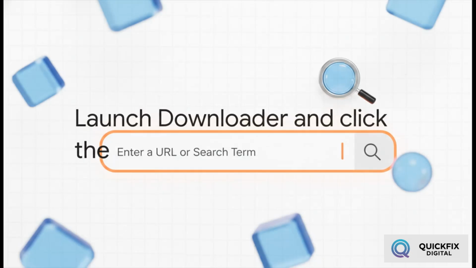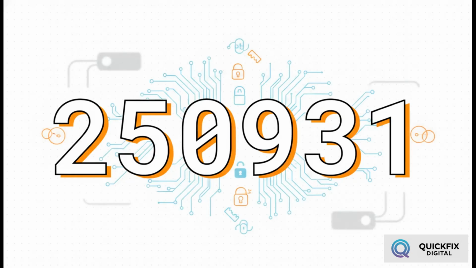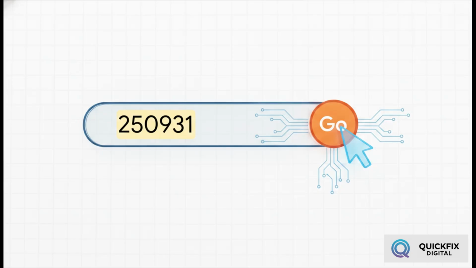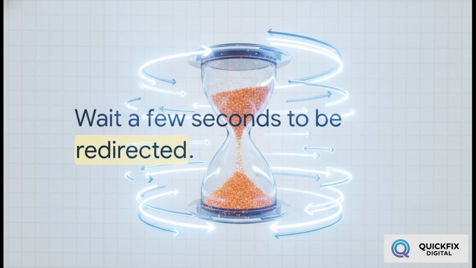You'll see a search box right in the middle. Go ahead and click it. Let's try one out. The code 250931 is literally a master key to the awesome TroyPoint toolbox. Just punch that 6-digit number straight into the search bar and hit go. Super simple, right? Now, just hold tight for a sec.